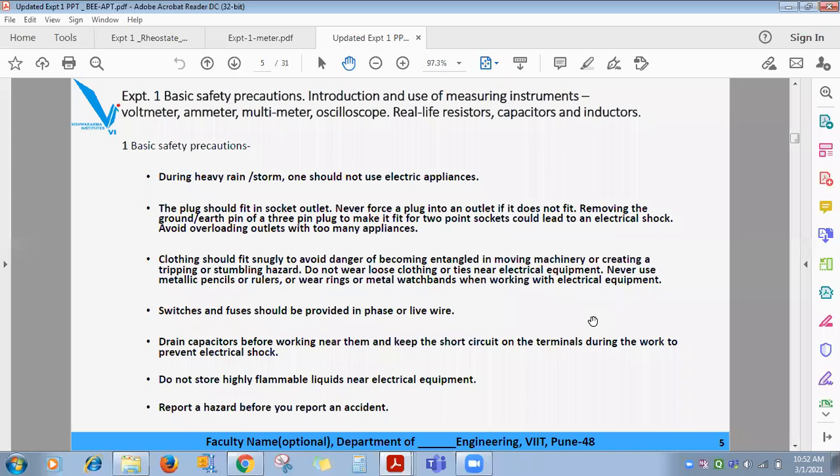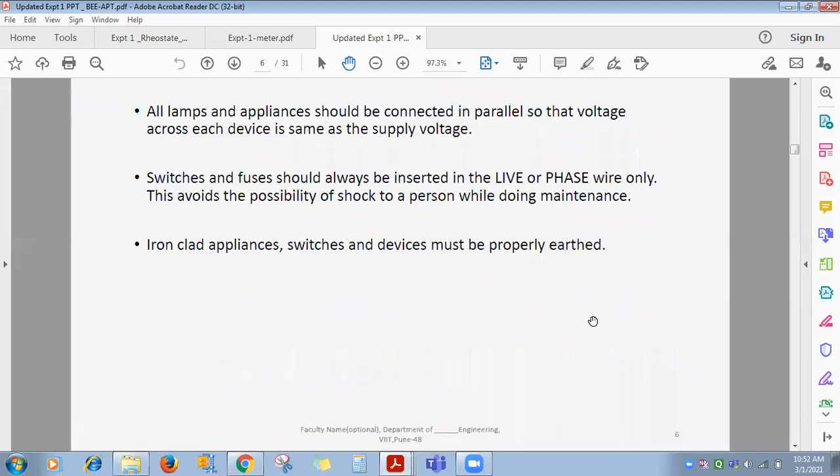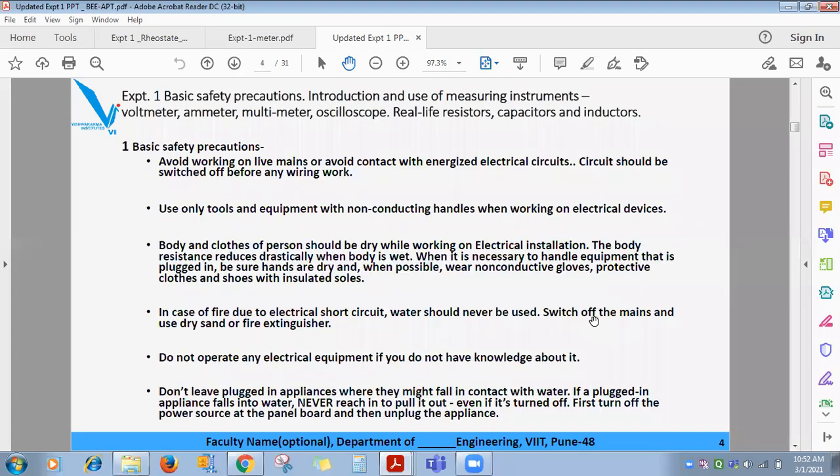Again, if there is a fire due to short circuit, what can we use to extinguish that fire? Can we use water? No. You have to use a CO2 fire extinguisher, or you have to use dry sand.